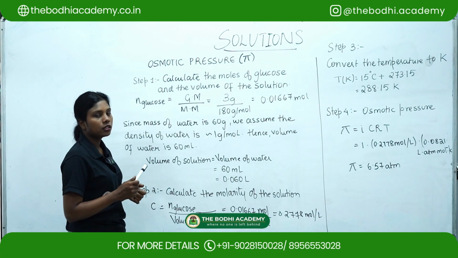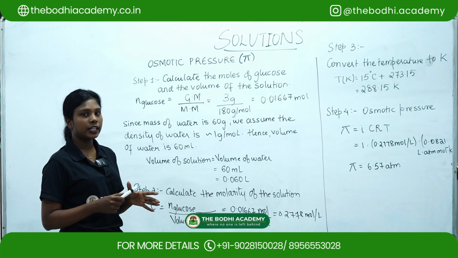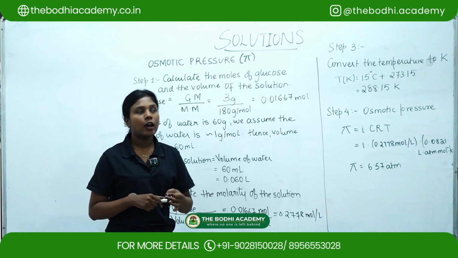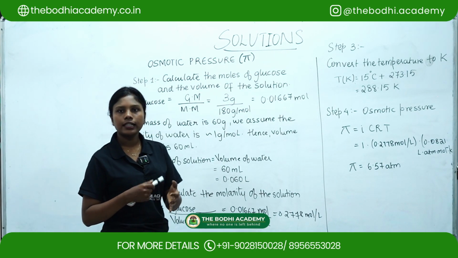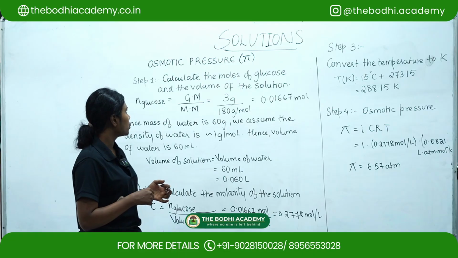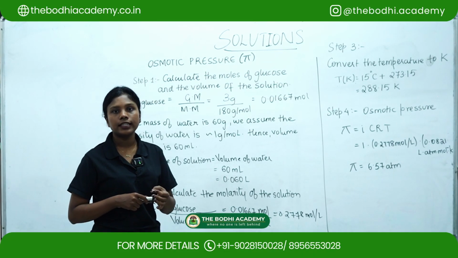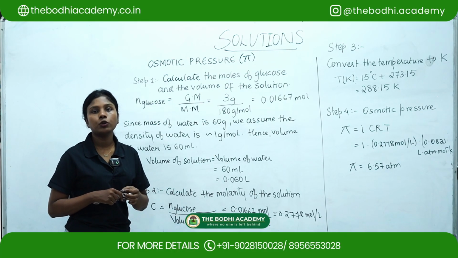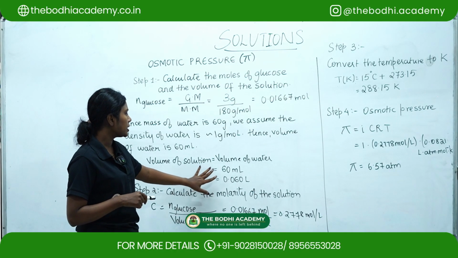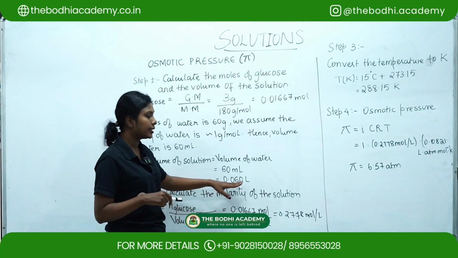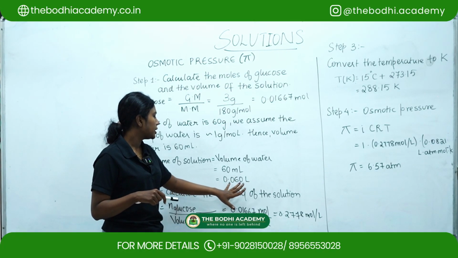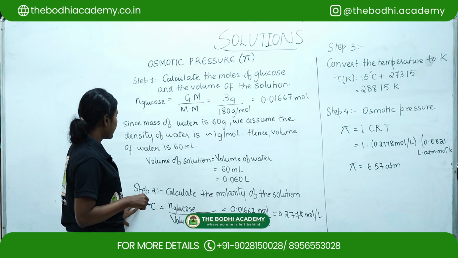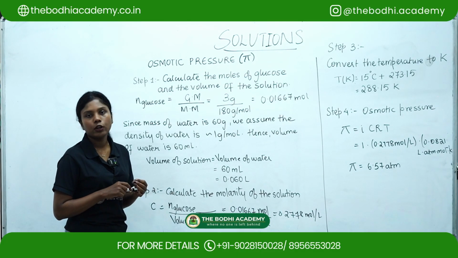Now moving to the volume of the solution that is present. Since the mass of water is 60 grams, we assume that the density here is approximately 1 gram per ml. Density is mass by volume, so to find volume, it is mass divided by density. So the volume of solution, we consider to be equal to the volume of water present, which is 60 ml. If I convert it to liters by dividing by 1000, it comes to 0.060 liters.